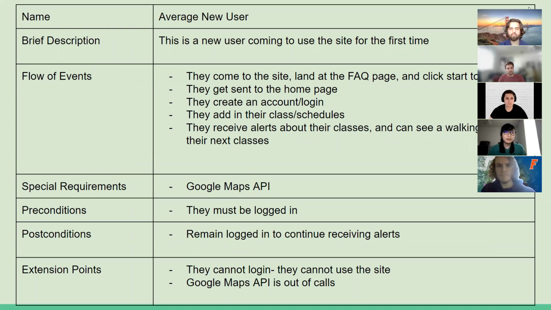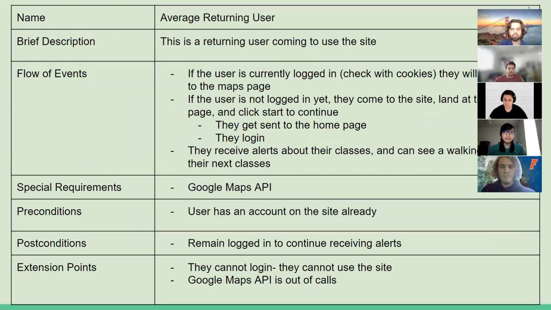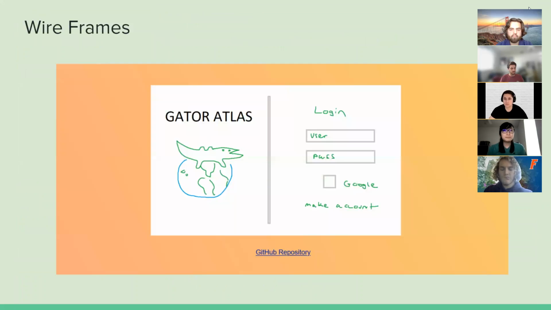In addition, this is the actual chart of the use cases, one being for the average user and one being for the returning user. It's pretty similar in terms of the flow of events and the requirements, with the preconditions changing only on whether or not they've created an account and if they are logged in. The exception points would just be whether or not they have logged in or have an account.